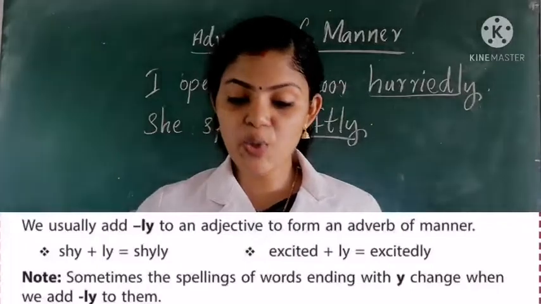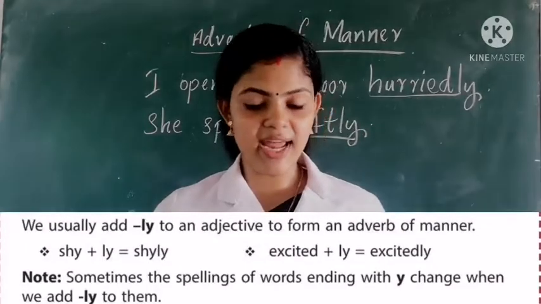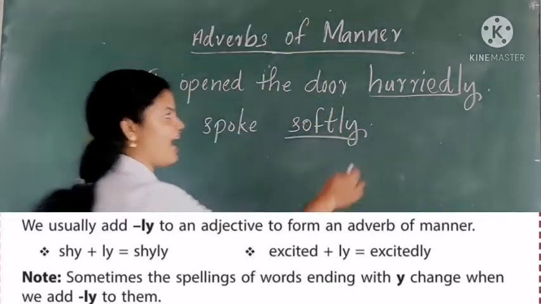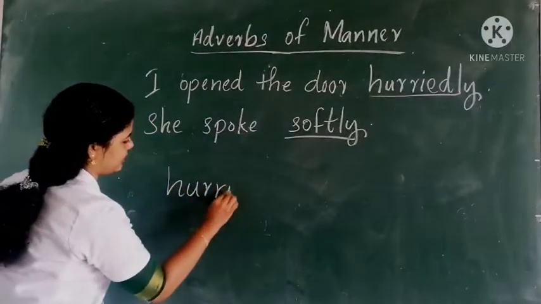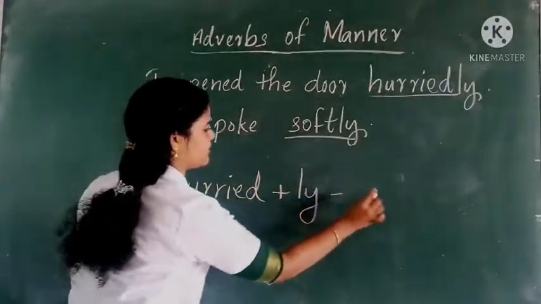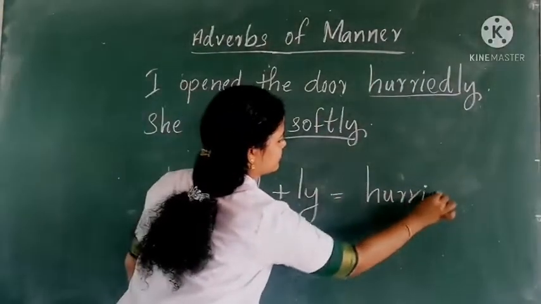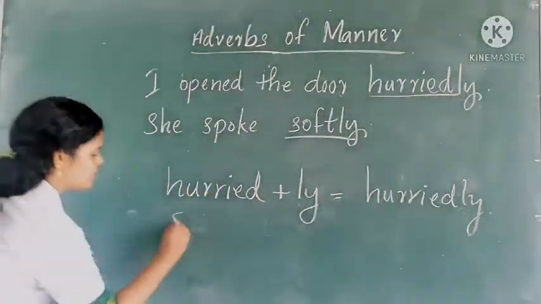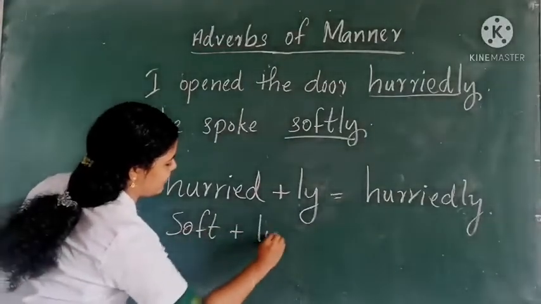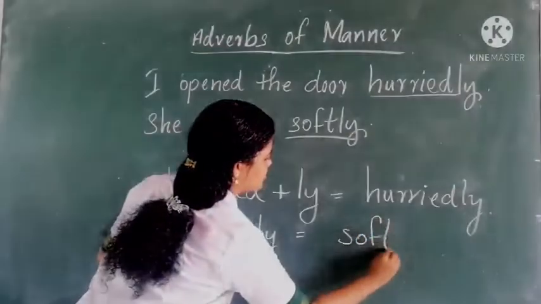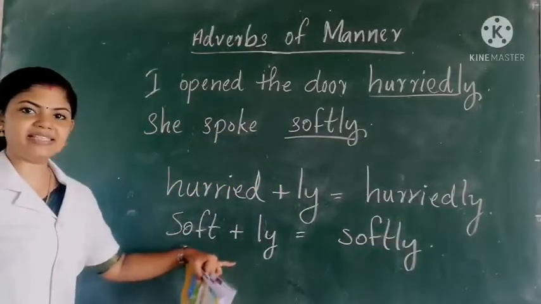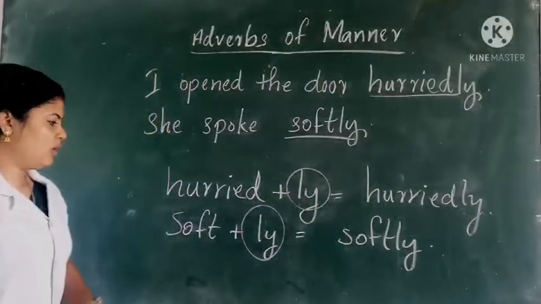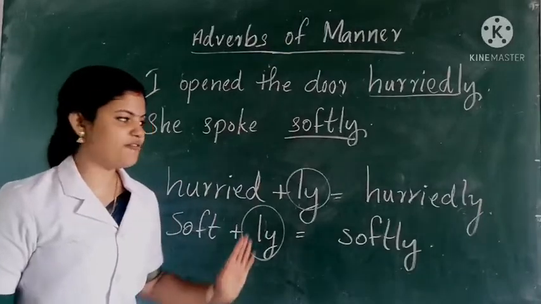We usually add ly to an adjective to form an adverb of manner. Here you can see we added hurried plus ly, hurriedly. Next one, soft plus ly, softly. So usually we add ly to the word to make it an adverb of manner.